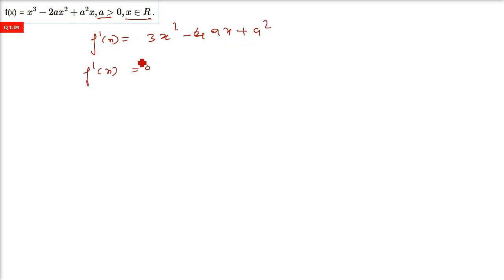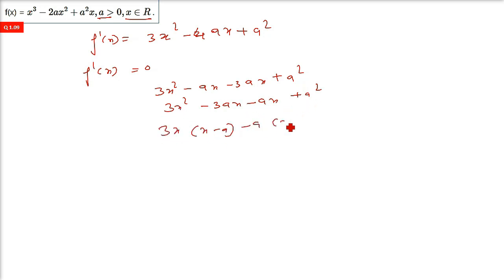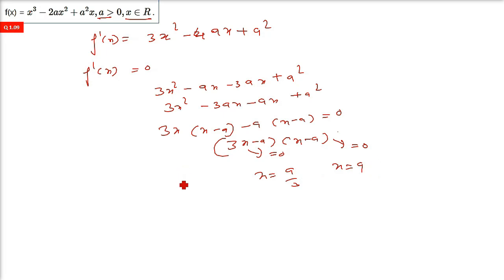The second step is to equate this f dash x to 0. When you equate it to 0, you can make the factors out of it, and when we make the factors, we get the critical points. This equating to 0 is only for finding the critical points where local maxima or local minima may exist. I am just making the factors. You can write negative 4ax as minus 3ax minus ax, and finally put these two factors as 0, because any of these factors can be 0. From the first we got x equals a by 3, and from the second we got x equals a.